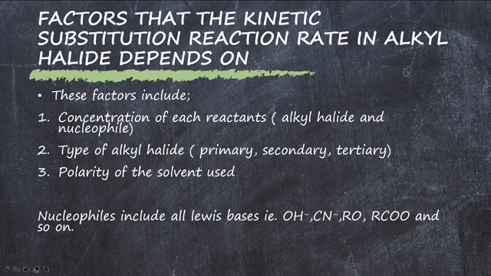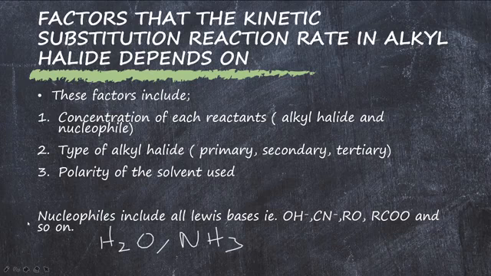Nucleophiles include all Lewis bases. Like I said earlier in my definition of nucleophiles, nucleophiles include all Lewis bases. Now you can see examples of Lewis bases here: OH, CN, RO, RCOO, and so on. Other examples that we can include are water, H2O, ammonia, NH3, and so on. Those are other examples of Lewis bases. But for now, let's just use all these ones. Just know, nucleophiles include all Lewis bases. Now, all of these here are Lewis bases. They have lone pairs of electrons.